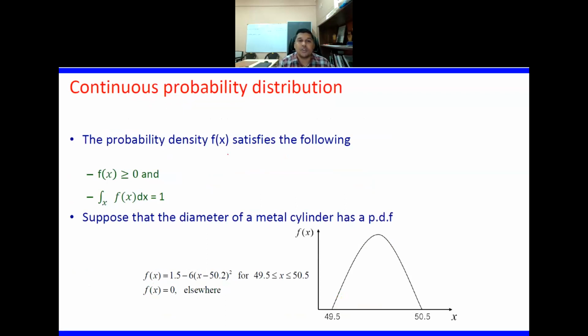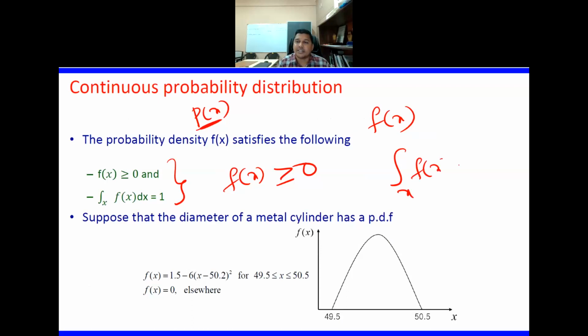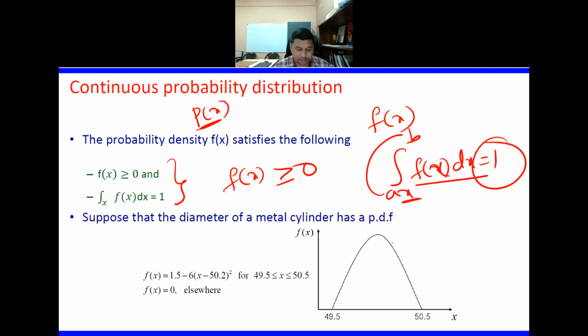So for a continuous probability distribution, we represent it as a function f of x, whereas for discrete I represent it as p of x. Probability mass function there; here we say probability density function. It has to satisfy these two properties: f of x has to be always greater than 0, and the integration of f of x dx should always be 1. The integration of f of x dx over the range a to b should be 1. That is the condition here.